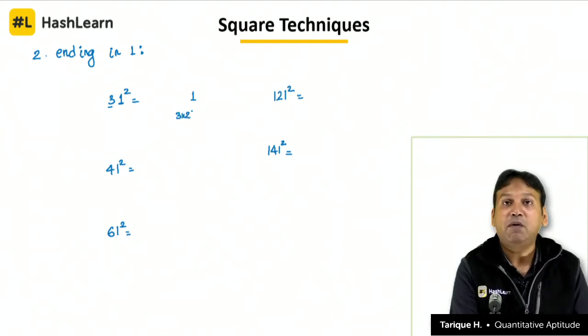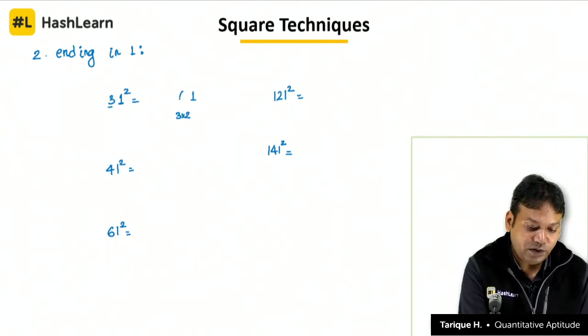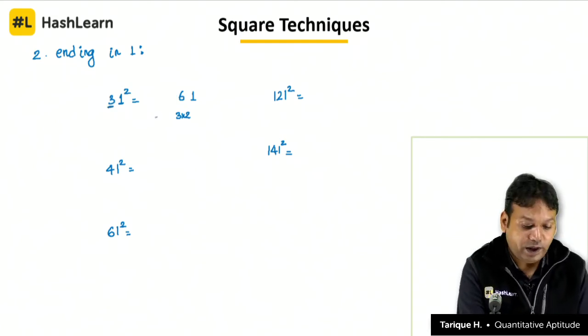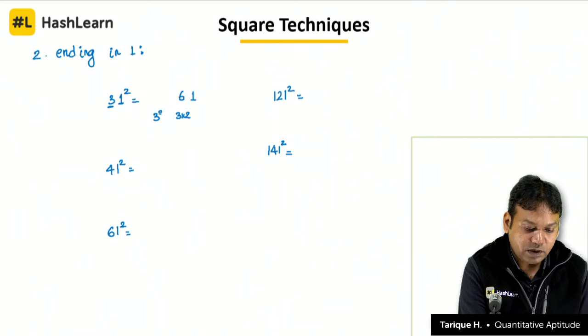यहाँ पे मैं डिटेल में लिख रहा हूँ, पर एग्जाम में आप डायरेक्टली करते हैं इसको. What is 3 into 2? 6. और जो नंबर है 3, the number 3 on the left hand side, square it. So what is the square of 3? 9. So what is your answer? 961. So a simple technique है.